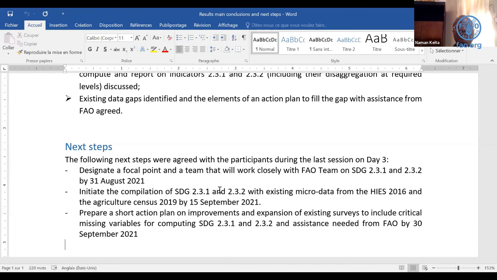So this is very briefly what I propose as the conclusions and next steps. I don't know if you agree or you have any comment on it, so that this is what we can take away from the training.